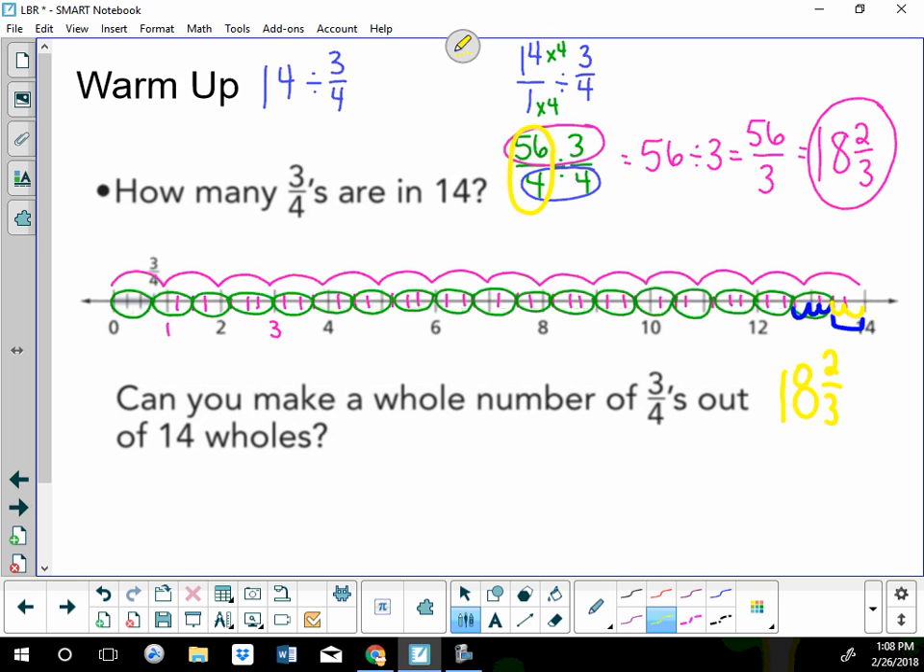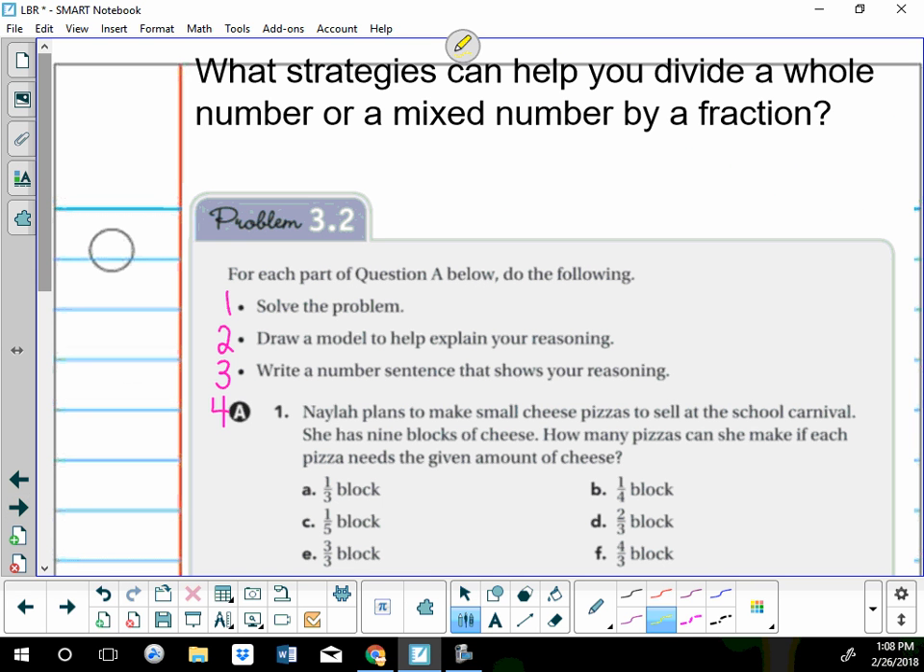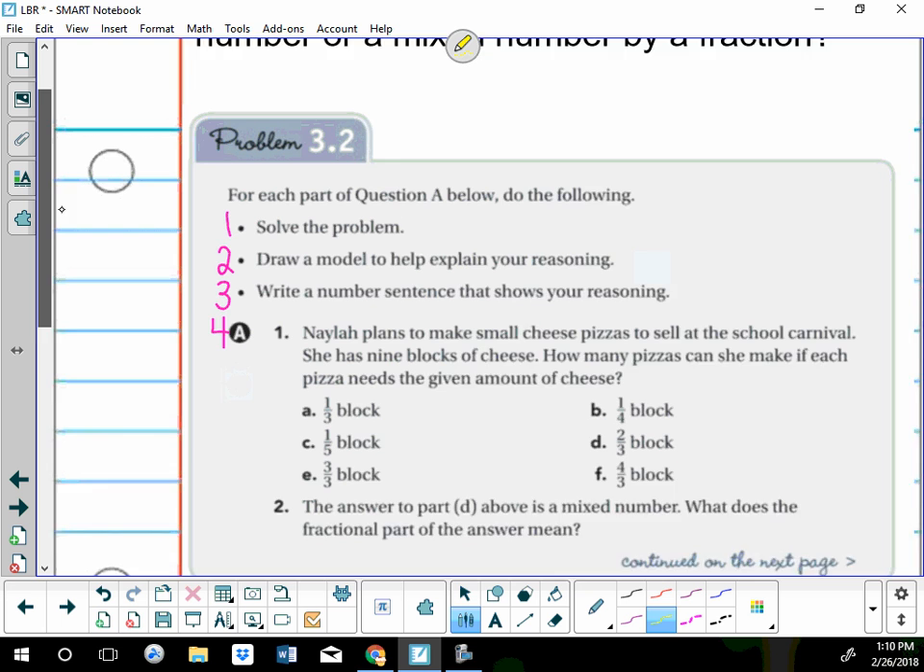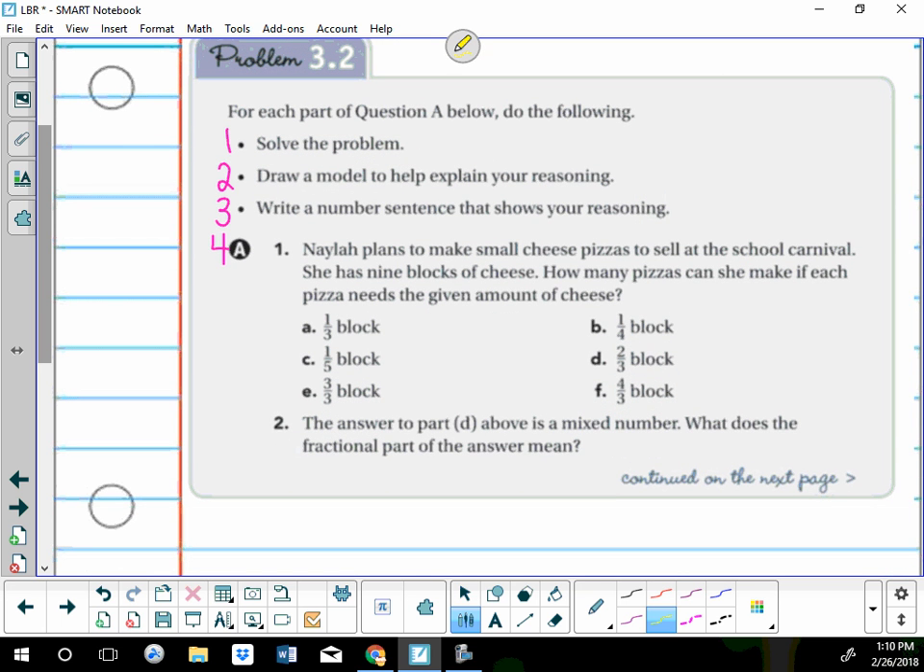Okay. So here's our investigation today. At the top of your next clean page, I would like you to write: what strategies can help you divide a whole number or a mixed number by a fraction? What strategies can help you divide a whole number or a mixed number by a fraction? So our first problem today says Nayla plans to make small cheese pizzas to sell at the school carnival. She has, I'm going to use my close reading strategies, she has 9 blocks of cheese. How many pizzas can she make if each pizza needs the given amount of cheese?